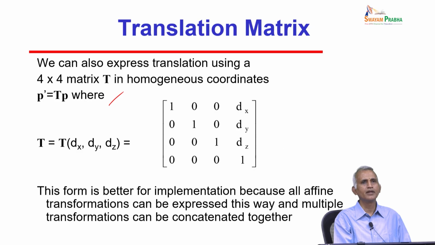So, this form is better for implementation, because all affine transformations can be expressed this way and multiple transformations can be concatenated together.